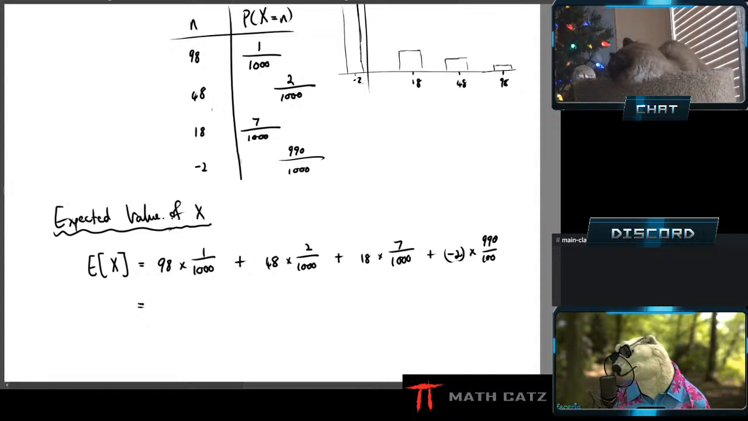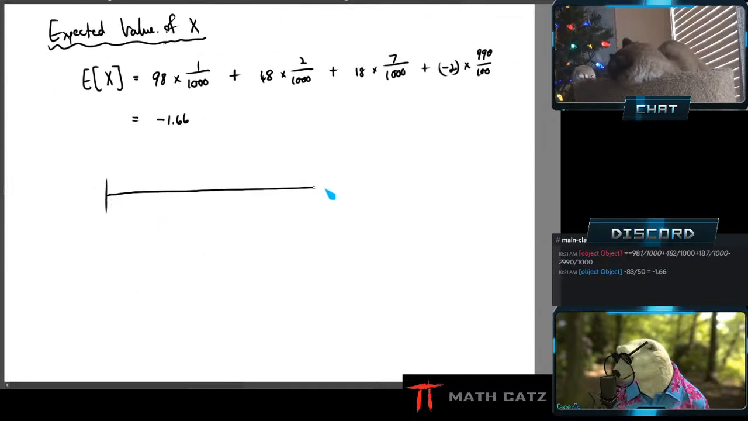So I have 98 times 1 over 1,000 plus 48 times 2 over 1,000 plus 18 times 7 over 1,000. Technically, this one is minus 2 times 990 over 1,000. Did a bunch of hundreds. Hold on. Fix that. And I get negative 1.66.